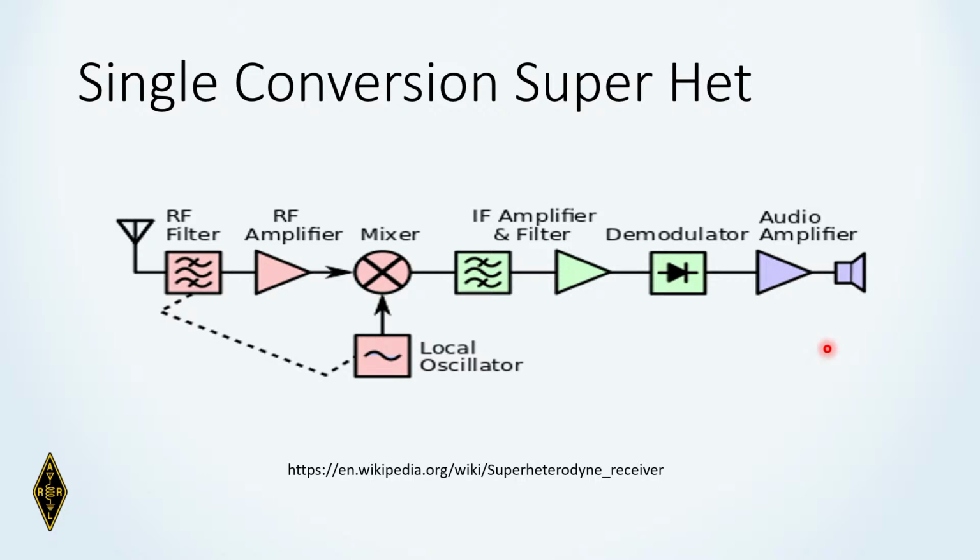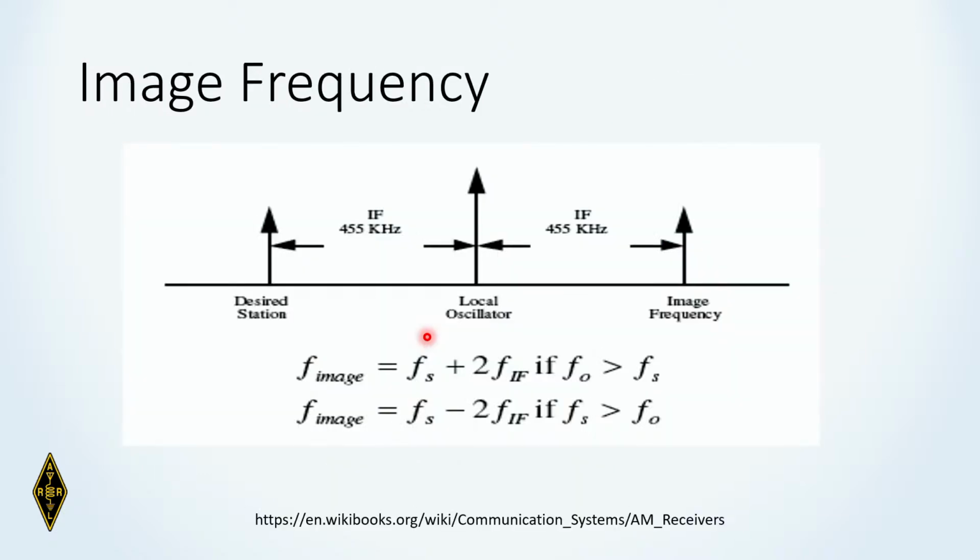A single conversion superheterodyne is one type. The old 5-tube superheterodyne radio, hard to find anymore, was like this, with the radio frequencies coming in, an amplifier stage, a tube maybe, your mixer stage, your intermediate frequency amplifier stage, a demodulator of some type, and an audio amplifier. Remember, at the mixer stage we have the original 2 signals, the local oscillator and the RF, the sum and the difference. Another way to look at that is here. Here's our desired station. This is what we want to receive. And here's our local oscillator signal inside the radio. It's 455 kilohertz higher than the desired station.